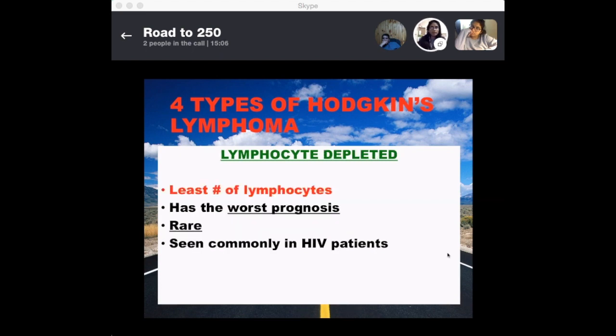The lymphocyte depleted type, it has the least number of lymphocytes, hence depleted, and has the worst prognosis. It is rare, and it is commonly seen in HIV patients.